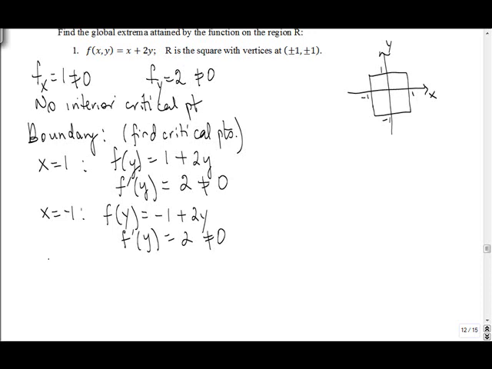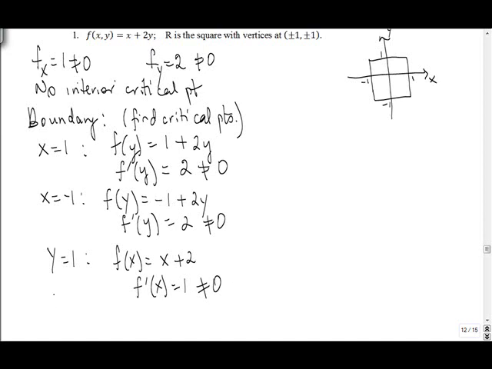Let's do the y's now. Y equals 1. F of x is x plus 2. F prime of x is 1, not 0. We cannot do anything here. Y equals negative 1. F of x is x minus 2.